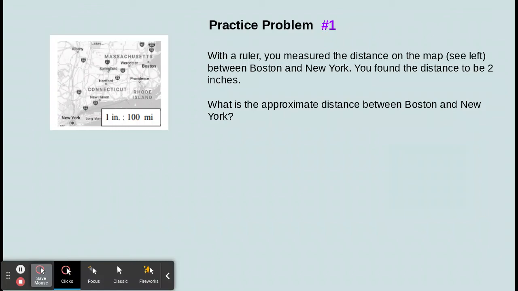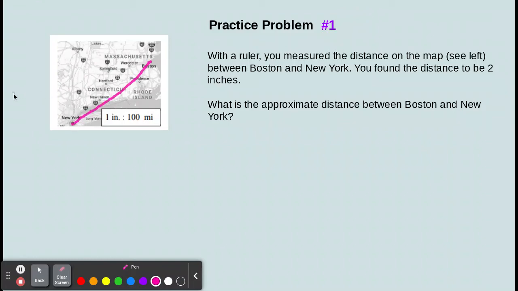Let's pretend with a ruler you measured the distance on the map between Boston and New York. This distance here, let's pretend you measured to be 2 inches on your ruler. If you measure that to be 2 inches, what is the approximate distance in real life between Boston and New York? Here's our scale, which is 1 inch, the same as 100 miles in real life.